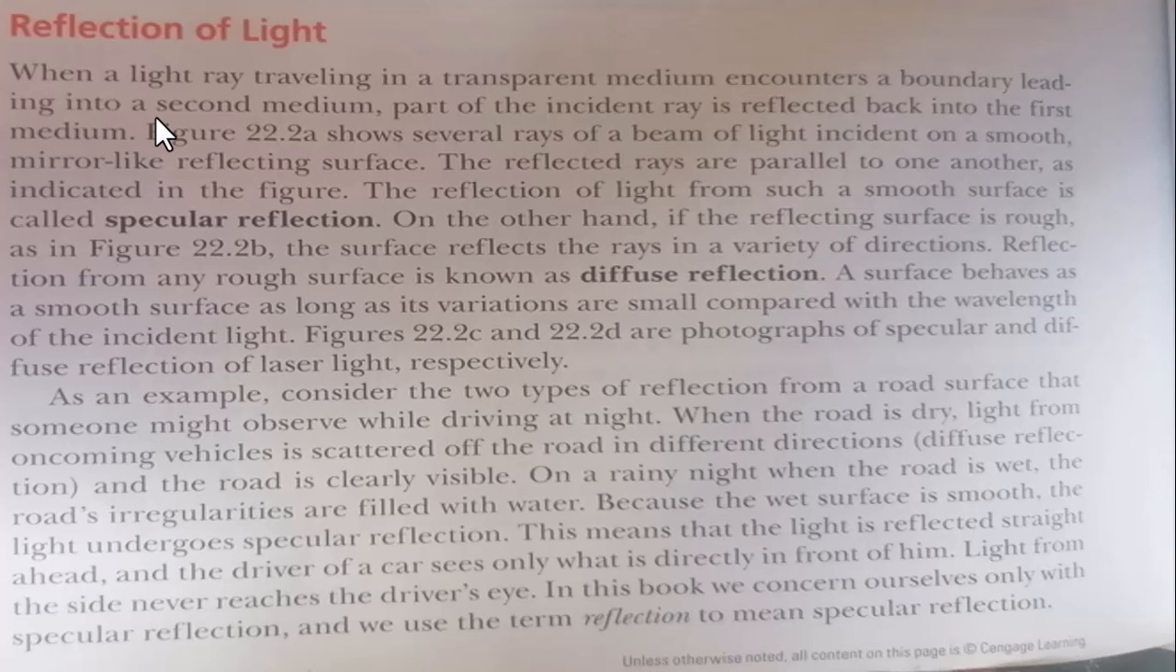We are saying when a light ray traveling in a transparent medium encounters a boundary leading into a second medium, part of the incident ray is reflected back into the first medium. So when light is moving from the air heading towards a second medium, which is called glass because it is transparent, some of the light is reflected back to the first medium. And this is very true.